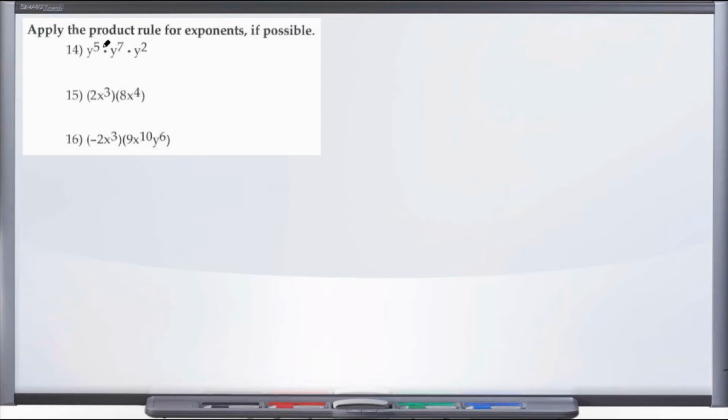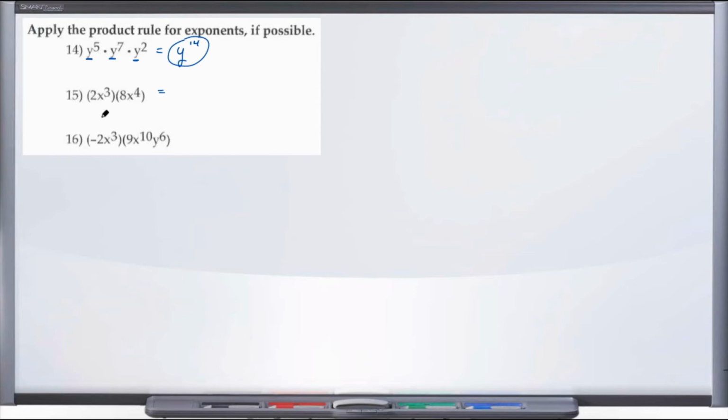We have y to the 5th times y to the 7th times y to the 2nd. And using the product rule for exponents, we know that when we're multiplying like bases, we add the exponents. So are we multiplying like bases here? Well, yeah, we are. All of them are y. And so since we have like bases, all we're going to do is add our exponents. So our answer is going to be y, and then 5 plus 7 is going to give us 12, plus 2 is 14. So we have y to the 14th.